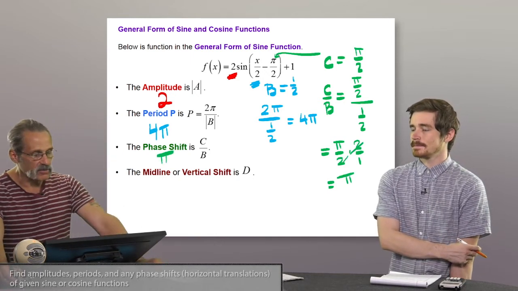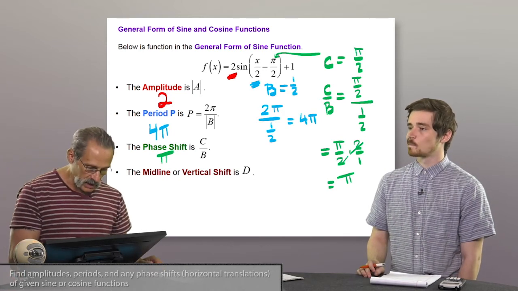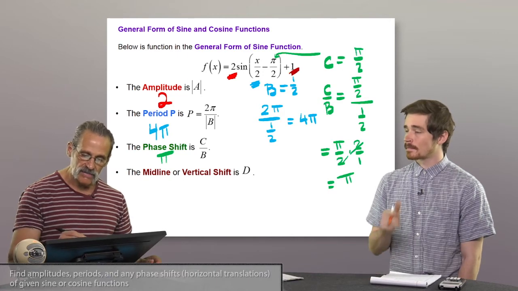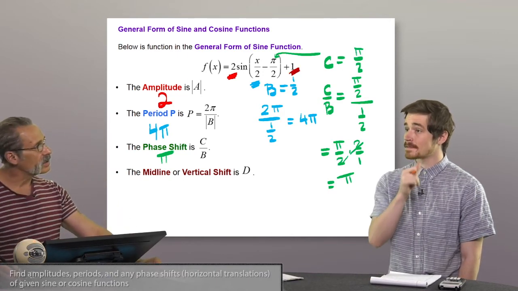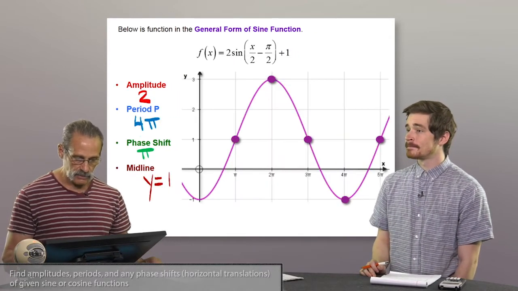The last piece of information is my midline or vertical shift. But I know how to get that, don't I? I take a look at my value of d right here. And what is my vertical shift? 1. 1 unit. Very good.